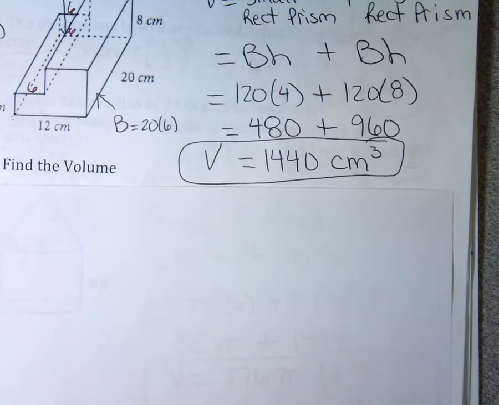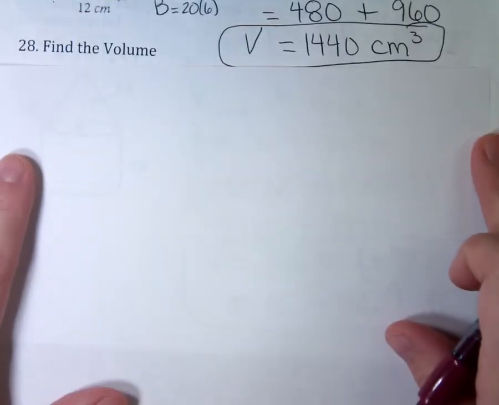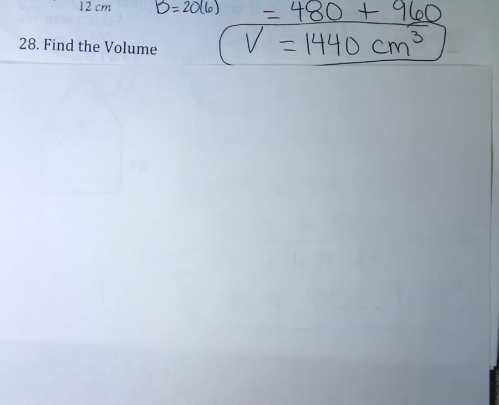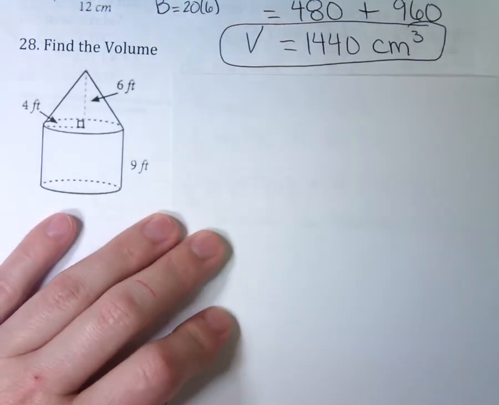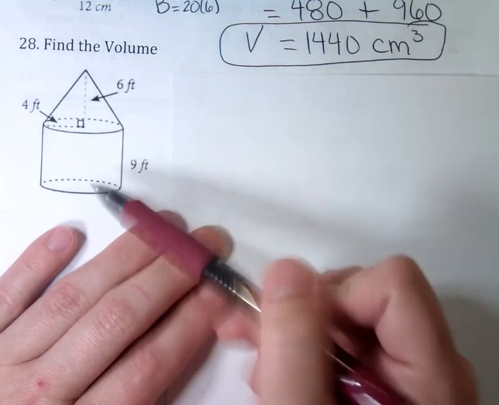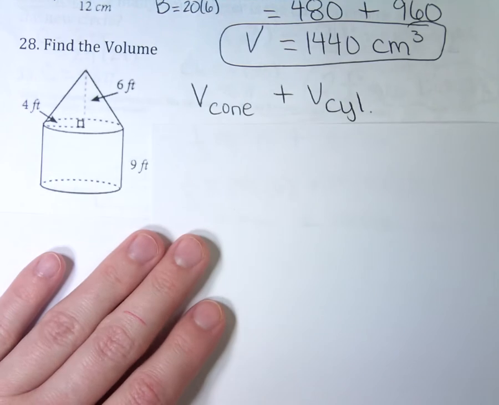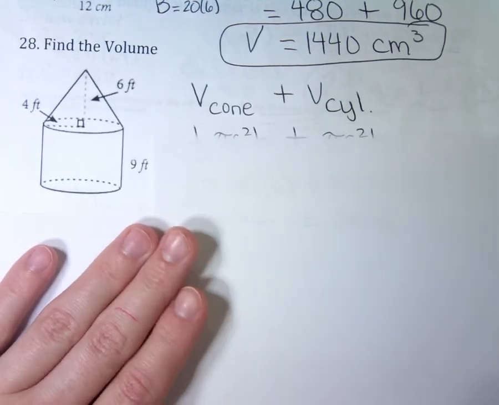Okay, this next one is a composite figure as well, but it's volume, so it's much easier than when we work surface area. So if I wanted to fill this whole thing up with air or with water or with whatever I want to fill it up with, I would fill the entire cone, I would fill the entire cylinder. So that's what I want to do. I want to find the volume of the cone, find the volume of the cylinder, add them up.